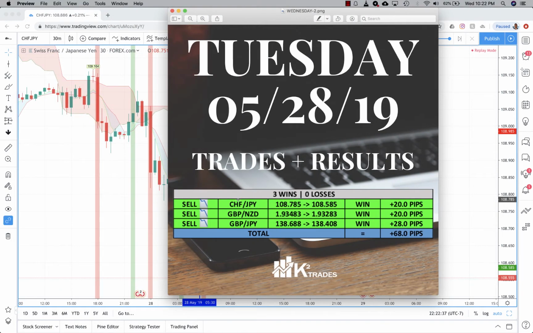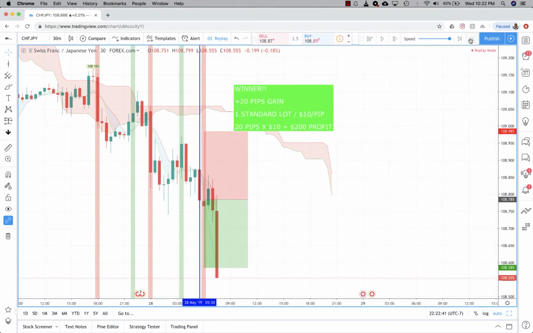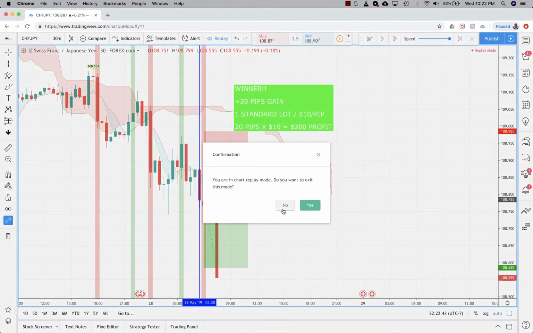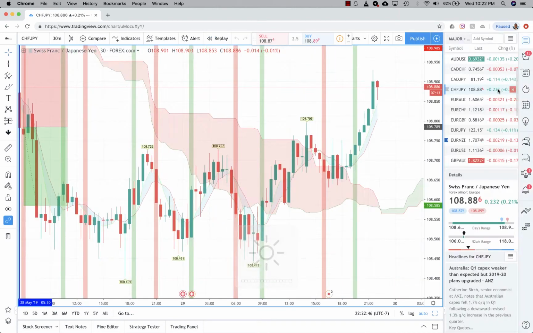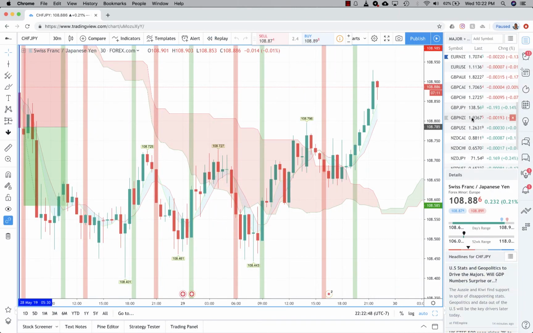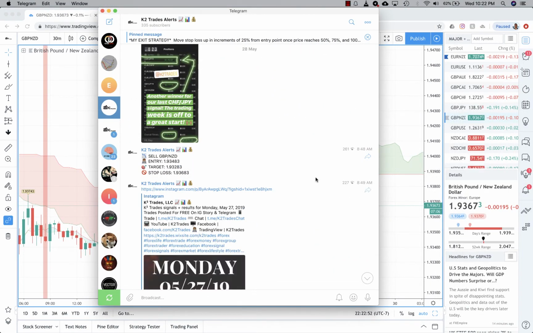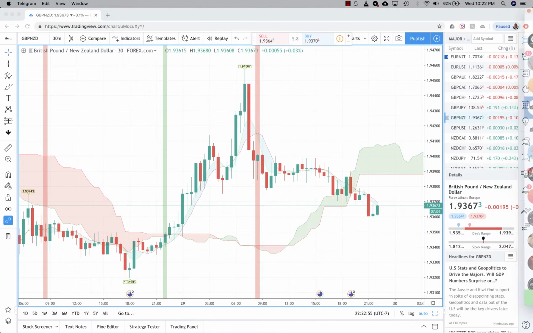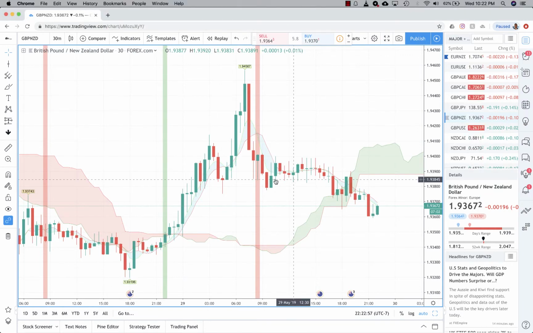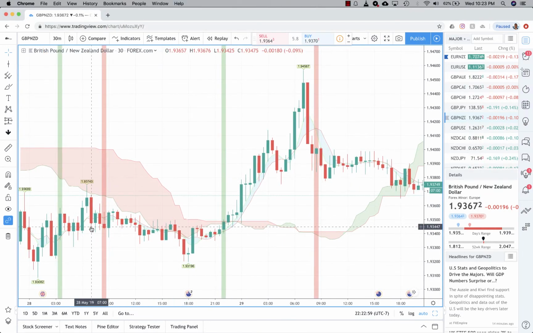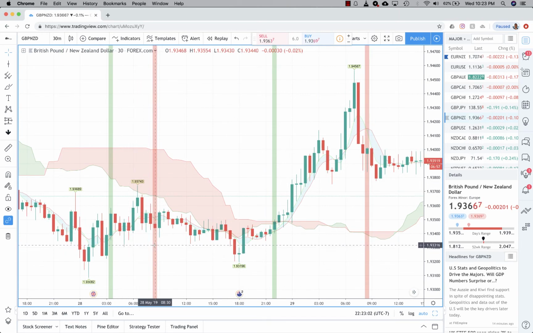So our next trade was the British pound versus the New Zealand dollar. So let me pull that up. Go back to our charts. It's the British pound versus the New Zealand dollar. And I sent that trade at, let's see, 8:48 a.m. So let's put that on the chart. So May 28 at, was it 8:48? So it was sometime around here. So let's plot that on the chart.